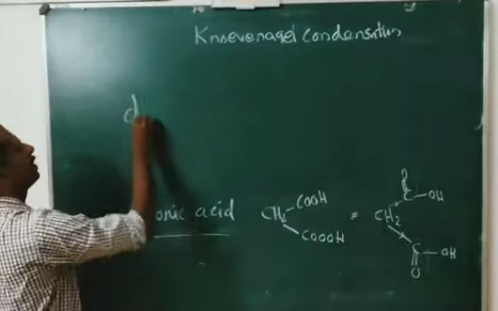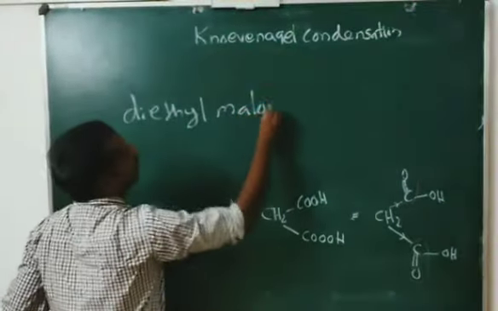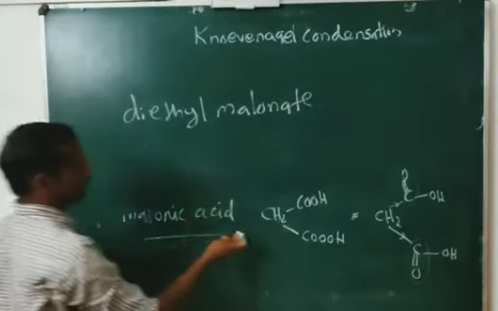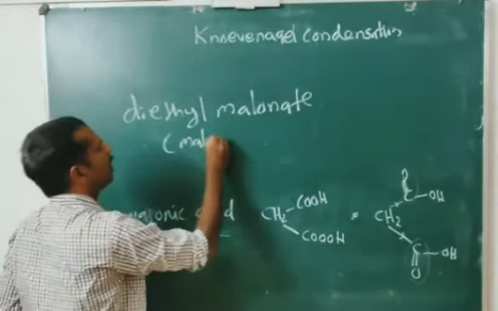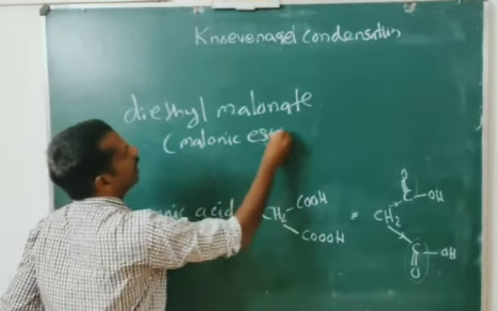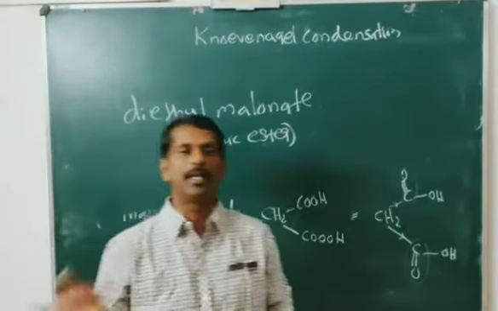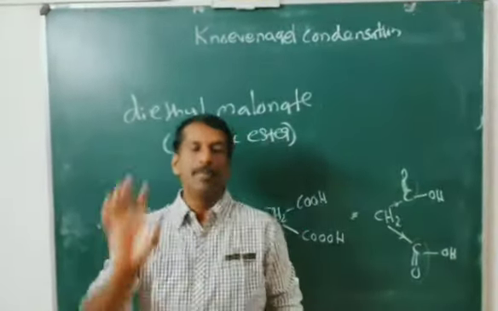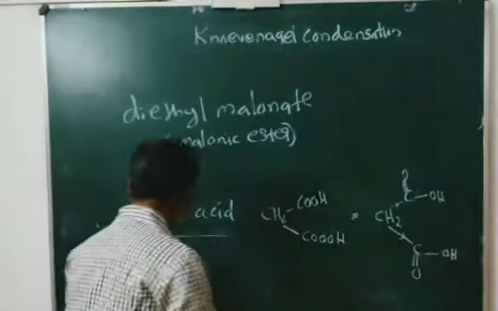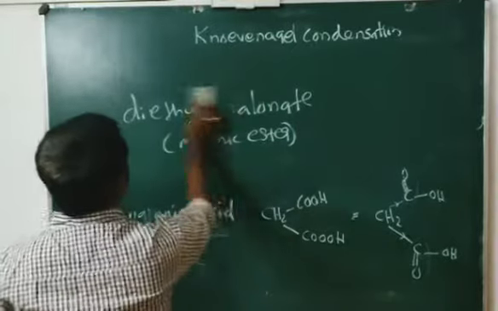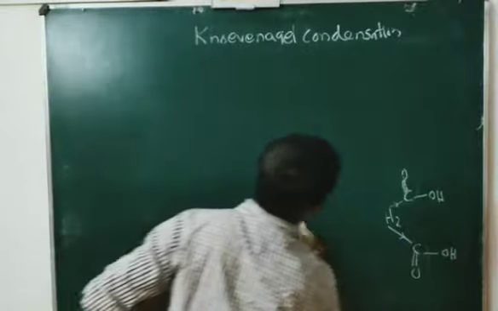So examples for active methylene compound: one is malonic acid, second example is diethyl malonate. That means this is an ester of malonic acid, or you can simply call it a malonic ester. Diethyl malonate. These are the common examples for active methylene compound. One is malonic acid, and the second one is diethyl malonate or malonic ester. Now let us go through the reaction, that means Knoevenagel condensation reaction.